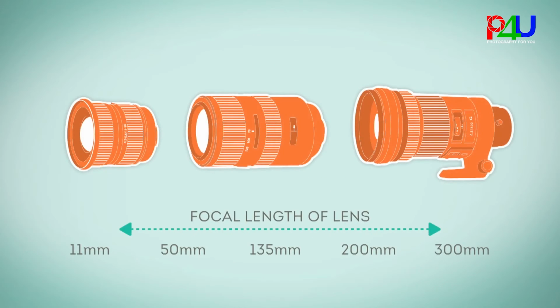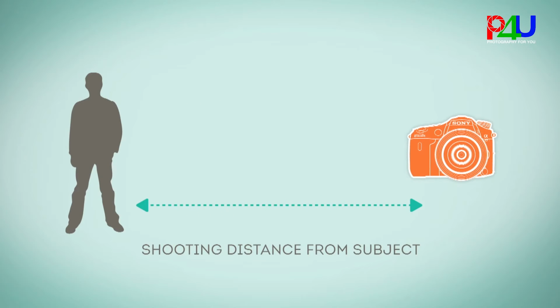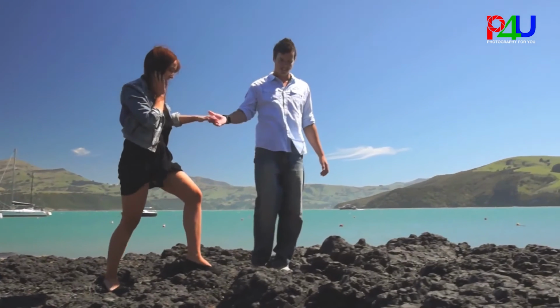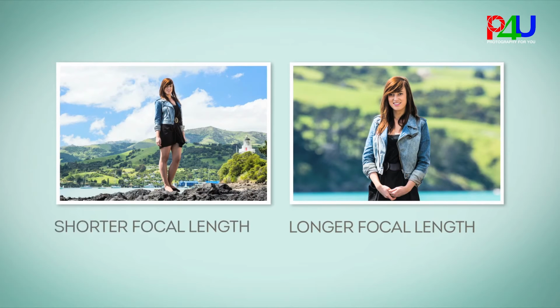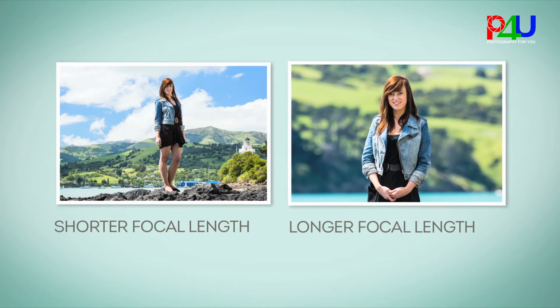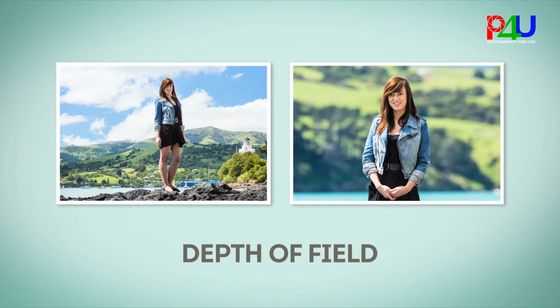Both the focal length of the lens we use and the shooting distance from our subject can affect our depth of field. Let's look at focal length first. Focal length varies when you zoom. The more you zoom in, the longer the focal length. The more you zoom out, the shorter the focal length. At any given aperture setting, if we increase or decrease the focal length, we will affect the depth of field.